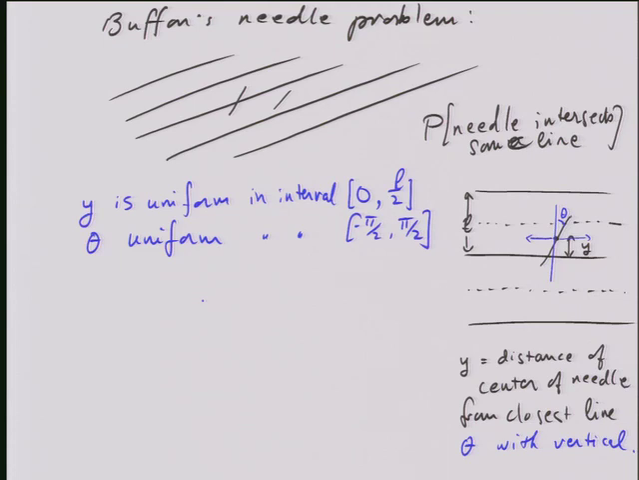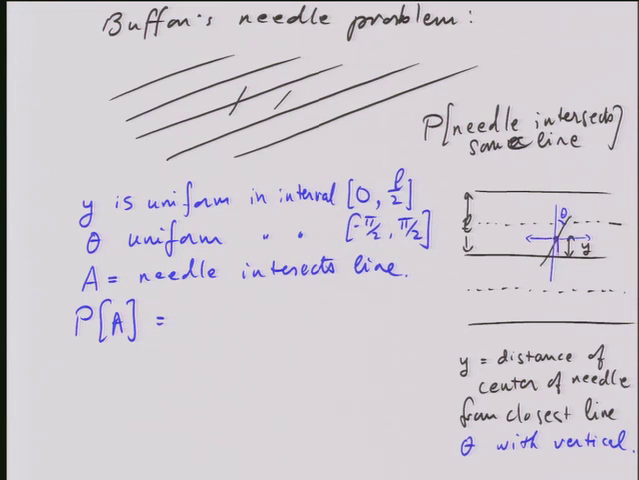Okay, so now what we want to know is, let A be the event that the needle intersects the line. So what's the probability of A? Well, in order for the needle to intersect the line, there's some trigonometry here, right? How far does this needle extend from here to here? If one were to look at this vertical distance, how far down this needle extends, it has to be bigger than y. But how far does it extend?